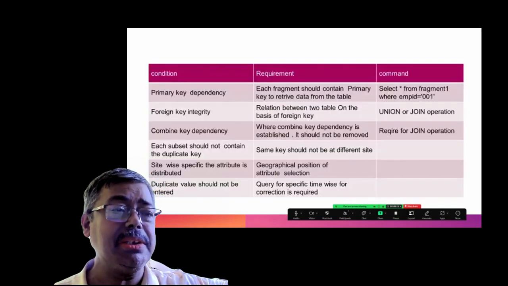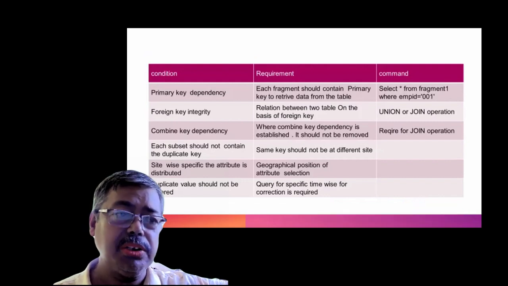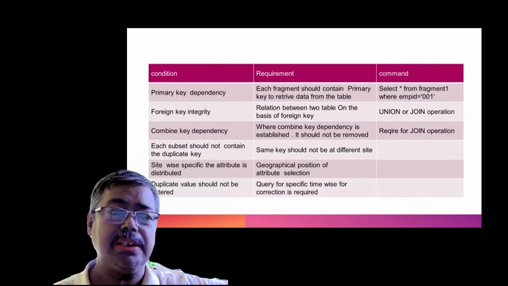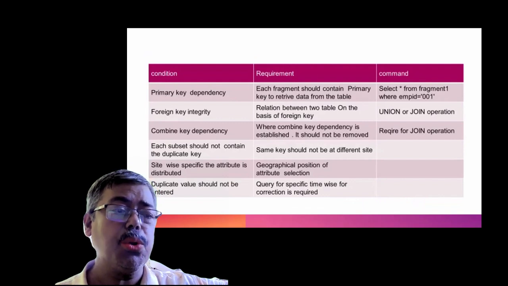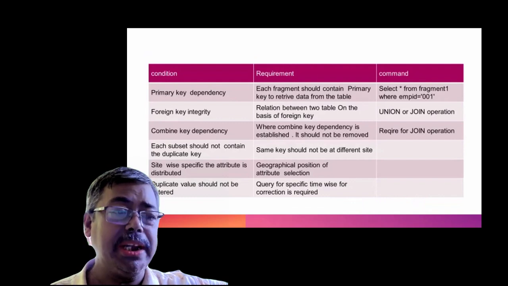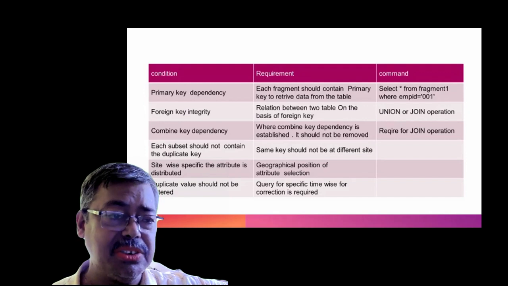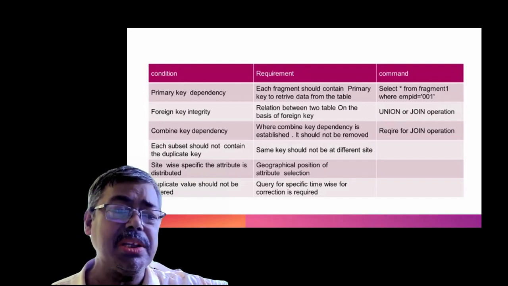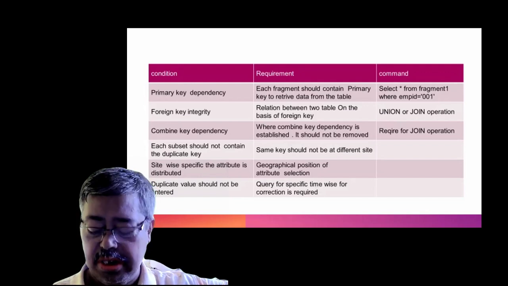The condition is primary key dependency. After splitting, primary key dependency is required. So if required, a primary key should be created, or introduced as another table where a primary key is not present. Foreign key integrity and combined key dependency are needed, and each subset should not contain a duplicate key. If a duplicate key is entered, then a duplicate value will be entered. Set-wise, the attributes are distributed, and duplicate values should not be entered.